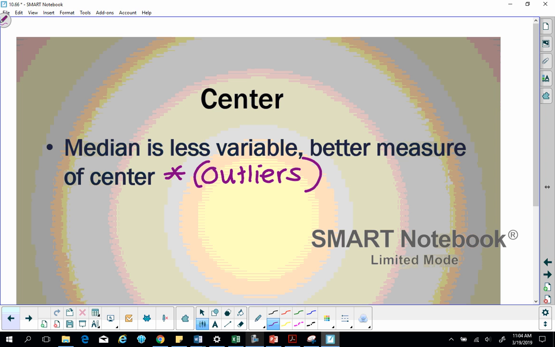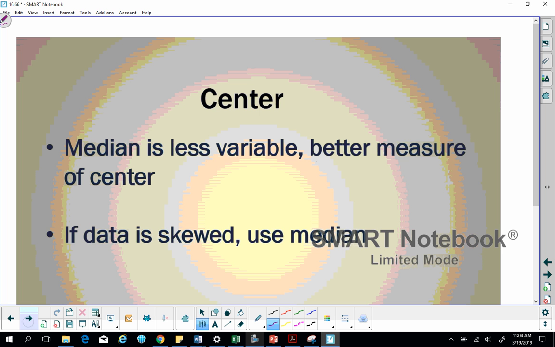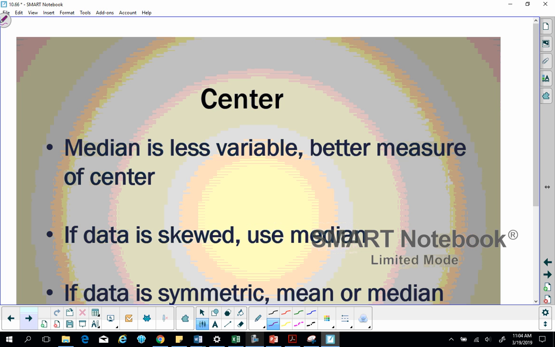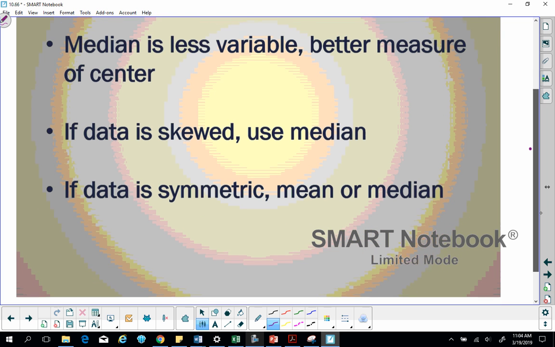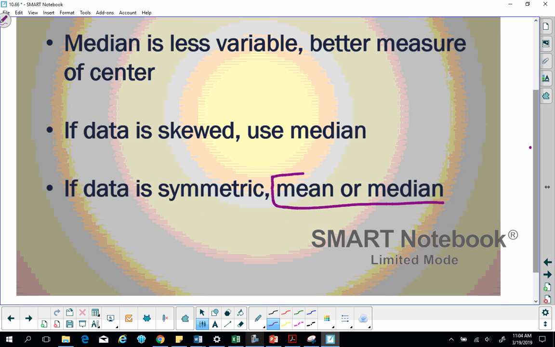So we usually use median when there's outliers or it's skewed. If the data is skewed, use median. If you already wrote that, that's fine. And if the data is symmetrical, so just adding on, if the data is symmetric, we use the mean or the median. That's because the mean should be pretty close or equal to the median. So that means that it's a normal distribution.